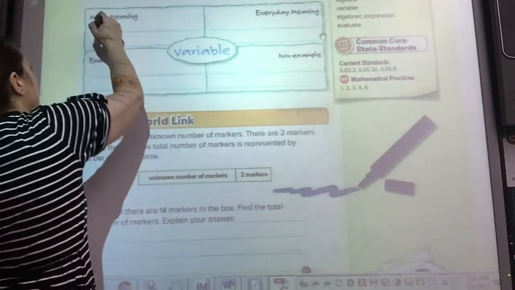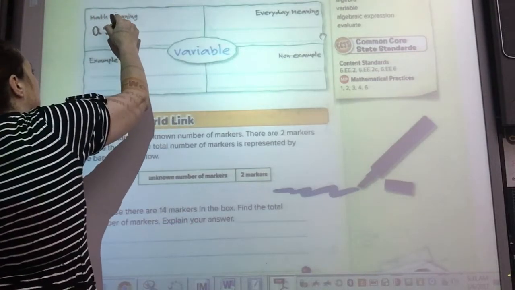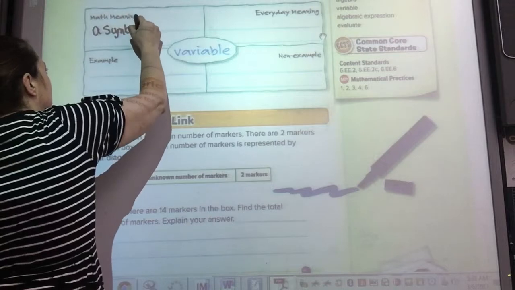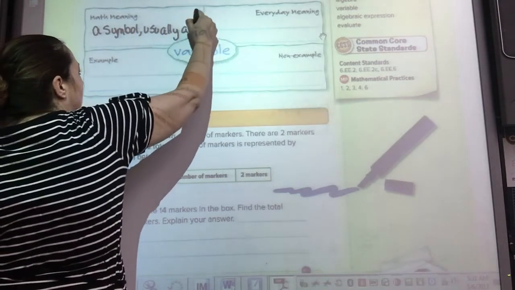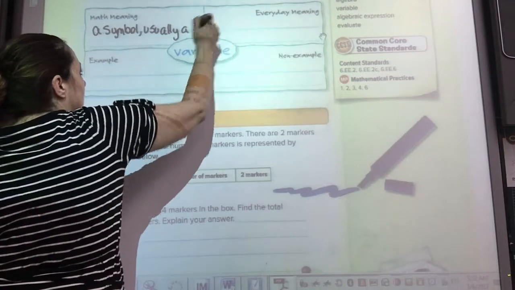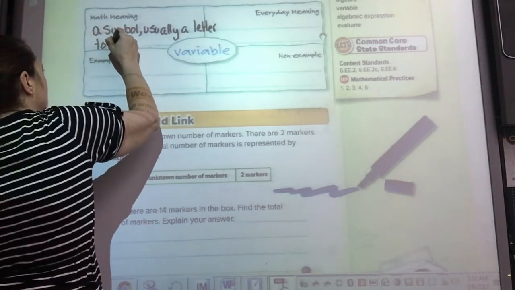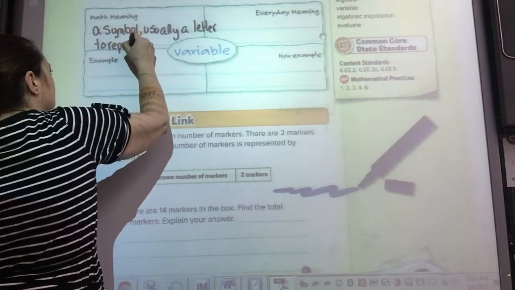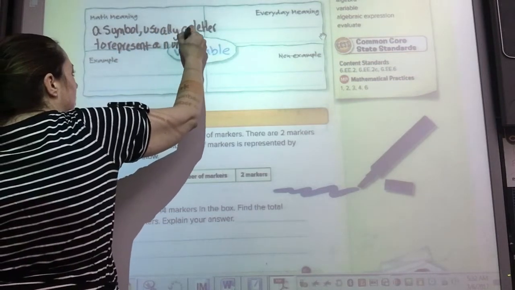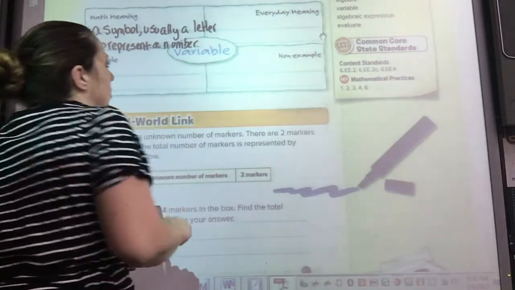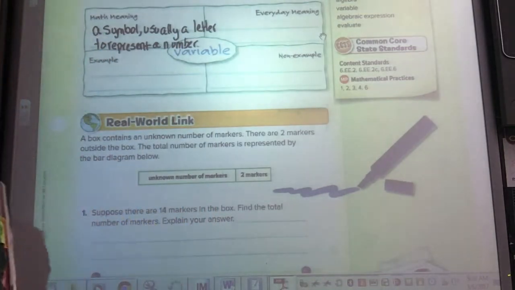A symbol, usually a letter, to represent a number. I don't know why they give you such little space to write all this in, because I definitely cannot write that small. A symbol, usually a letter, used to represent a number.